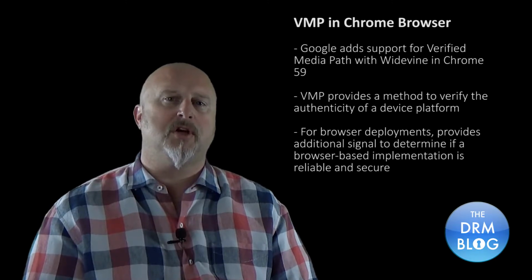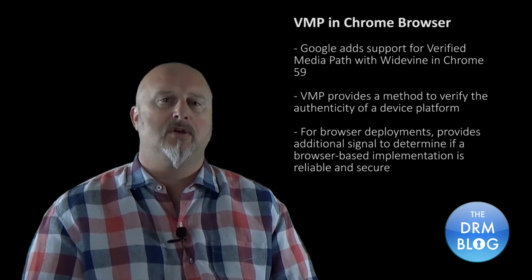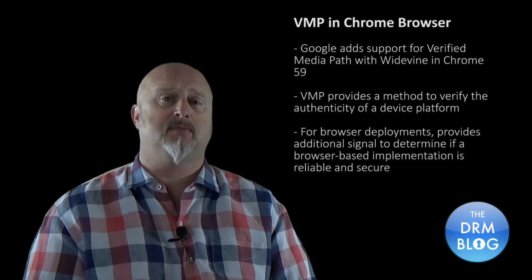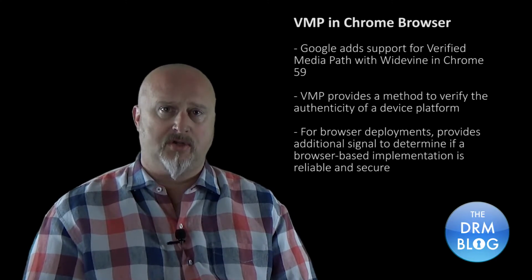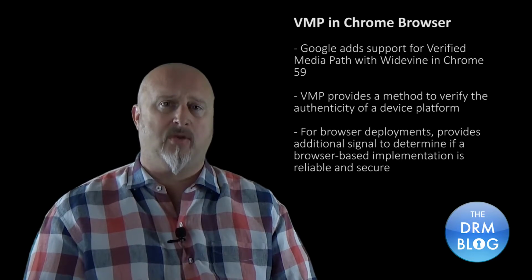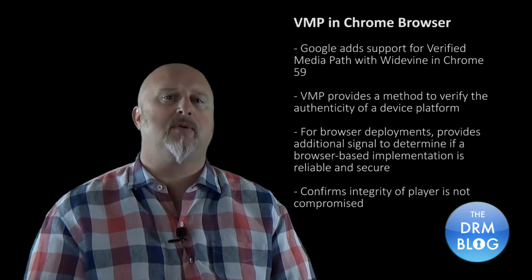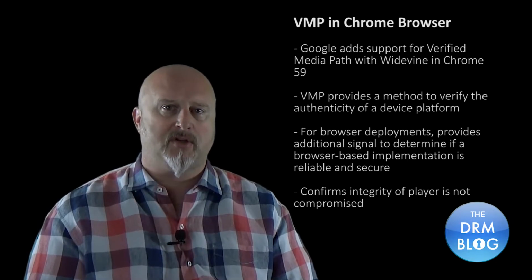So whether a person is using Chrome in Windows 10 or OS X or on Android, using VMP, which is a setting inside the authentication XML in KOS, you are able to force the user to have a secure pathway in which to play back the content. So VMP ensures that that media pipeline is secure and stable, and it just adds an additional layer of security to using Widevine in the browser.